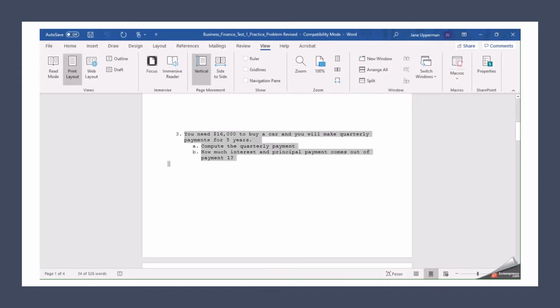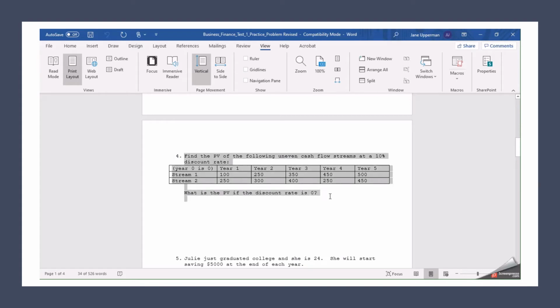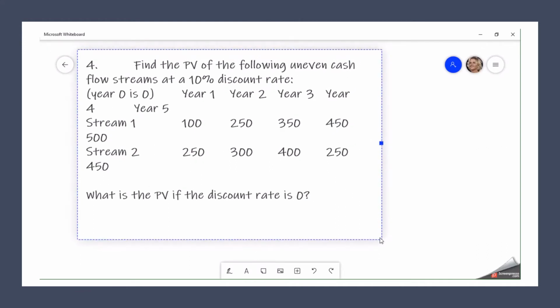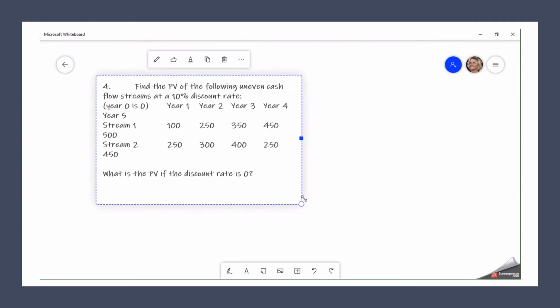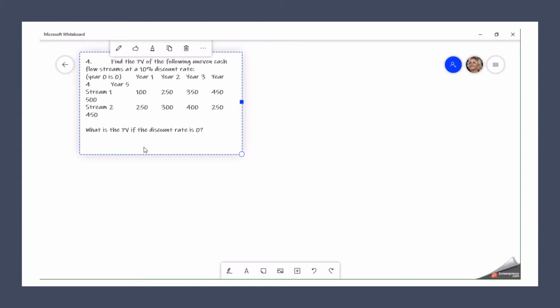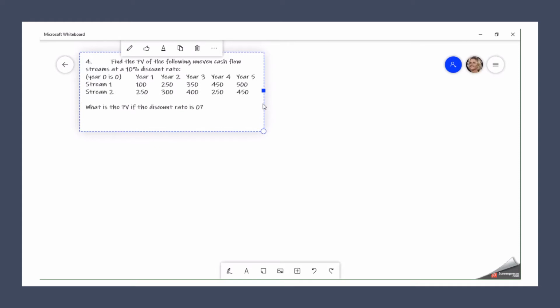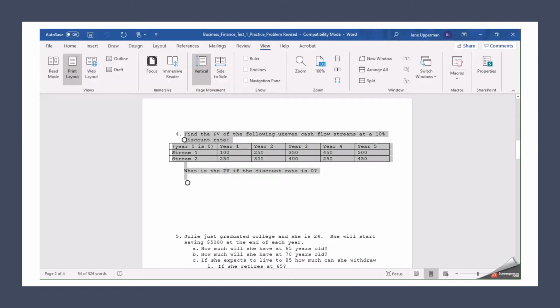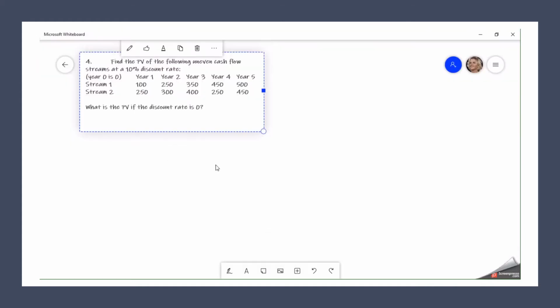Okay, then we'll come back over to number 4. So we've got to find the present values of the uneven cash flow streams at a 10% discount rate. Let me go out a little bit because we want to have all 5 years in there. For years 1, 2, 3, 4, and 5, what if the discount rate is 0? So we've got to do it 2 ways. The 0 way is easy. The first thing says, what if it's at 10%? So that's where we'll start.